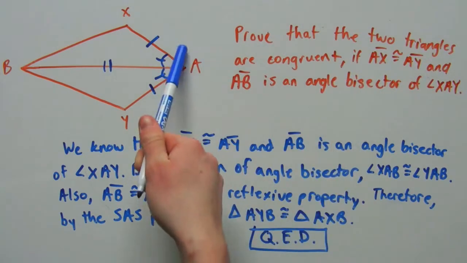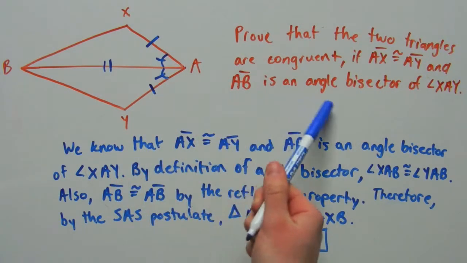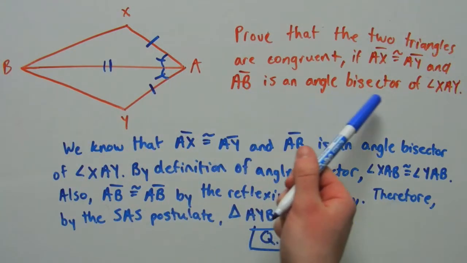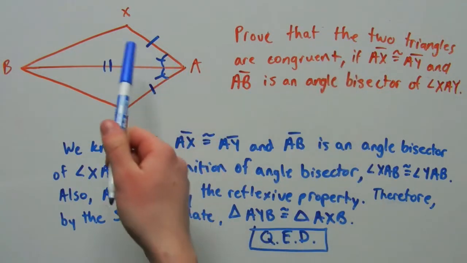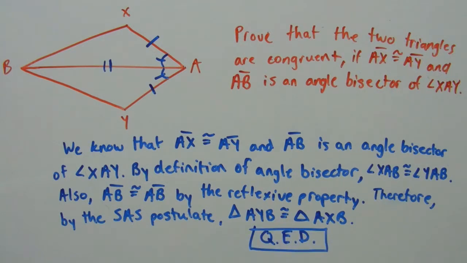That given that one segment was congruent to another segment, and one segment was an angle bisector, then those two triangles are congruent. And that is how you use the side-angle-side postulate in a proof.